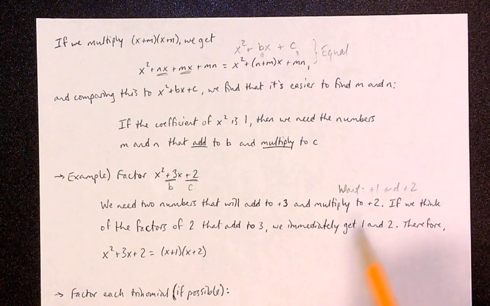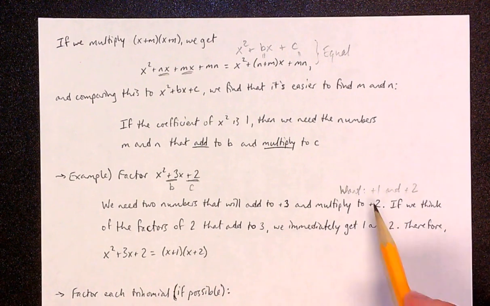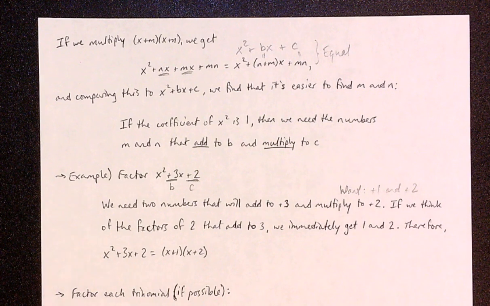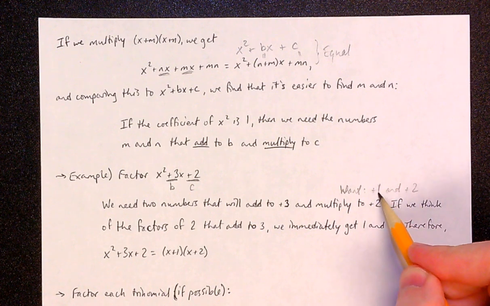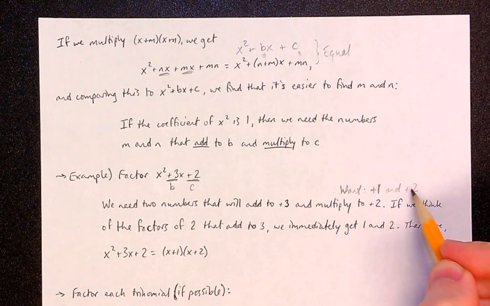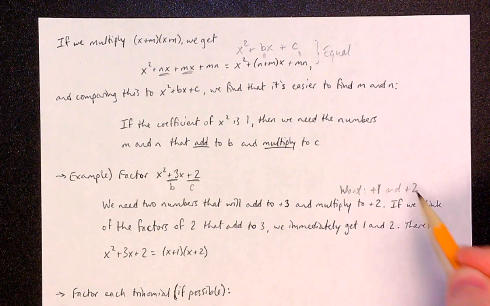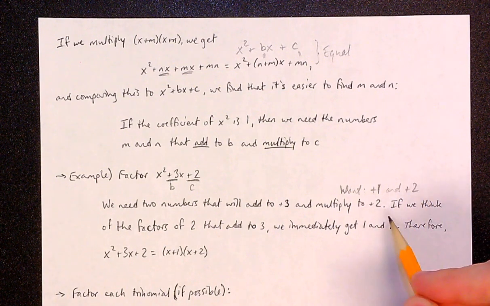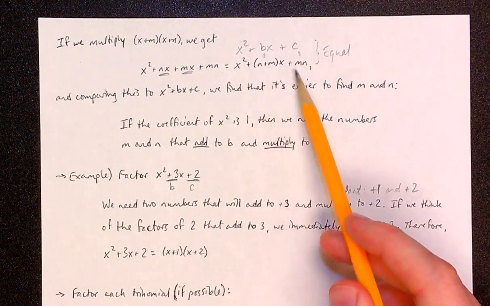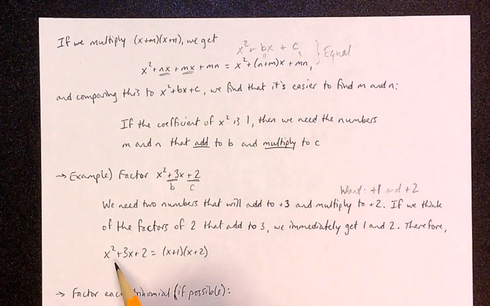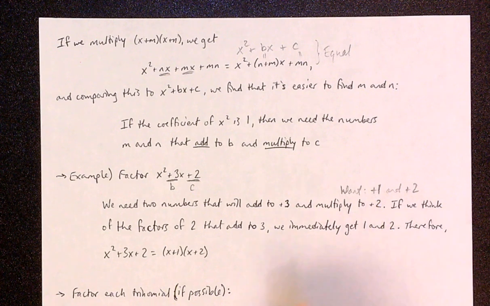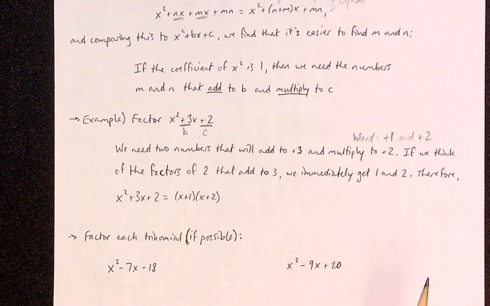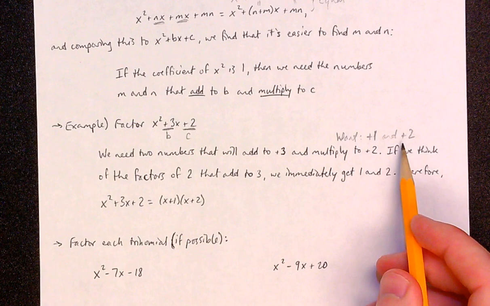So we take our m and our n value. It doesn't matter which one is which. We could choose this one to be m and that one to be n, or vice versa. But either way, we're going to take our m and our n values, and we're going to substitute them in. So we're going to have x plus m plus 1 and x plus n, or plus 2.